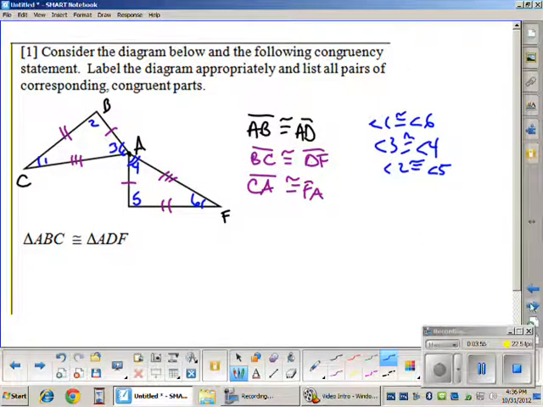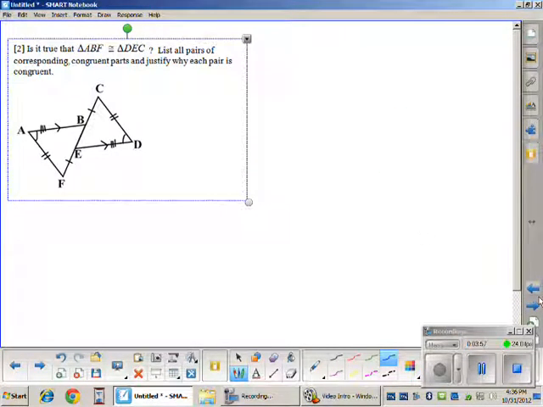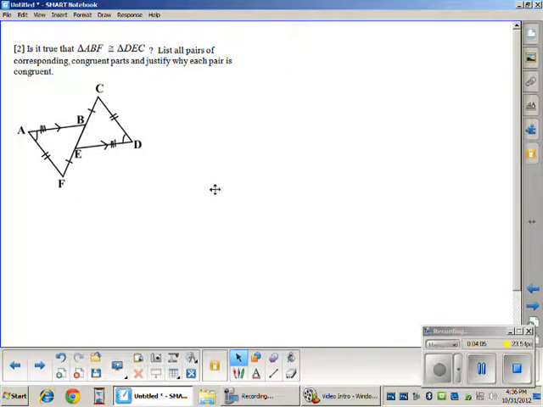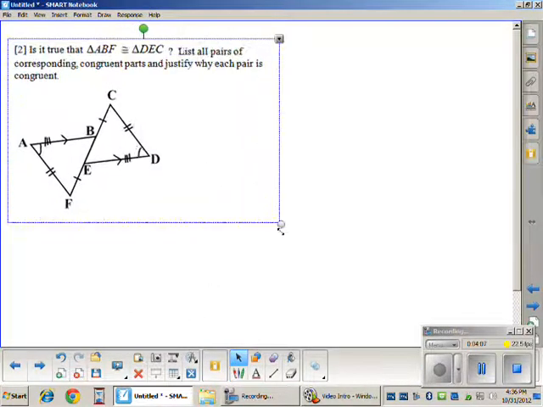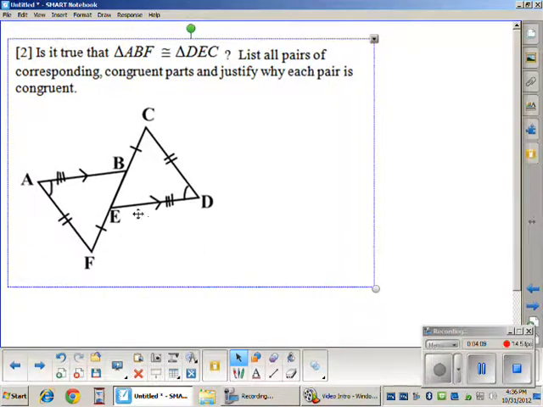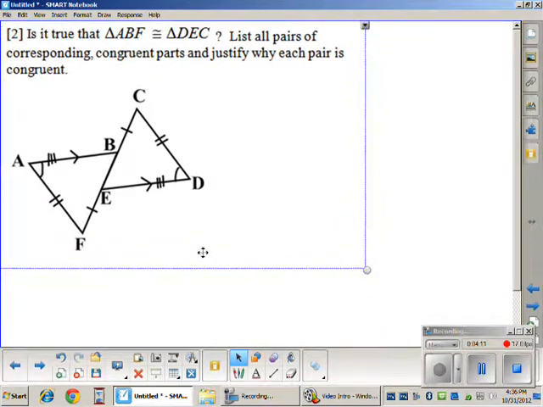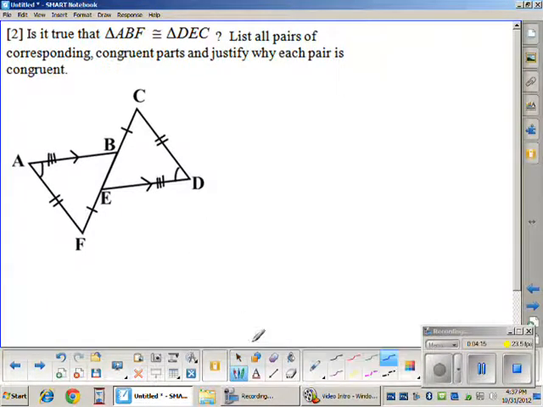Okay, so is it true that triangle ABF is congruent to triangle DEC? List all pairs of corresponding congruent parts and justify which pair is congruent. What we're looking for here is, if you're not told all the information, if it's straight up not given, do you have enough there to generate the rest? Well, let's go through it piece by piece and see if we have enough, because there's no point making a list if it's not all there for us.